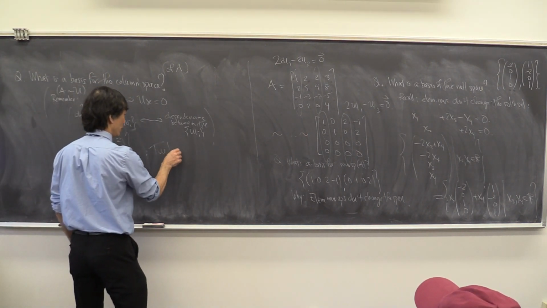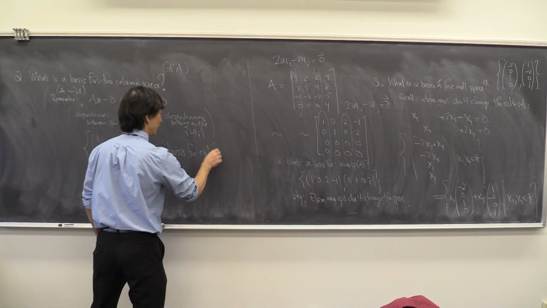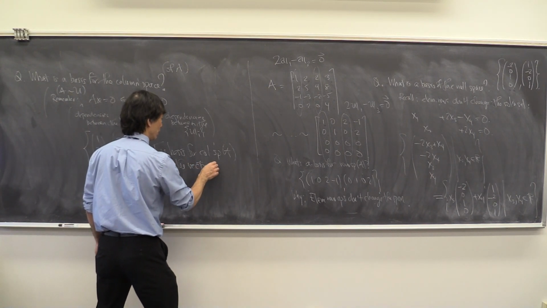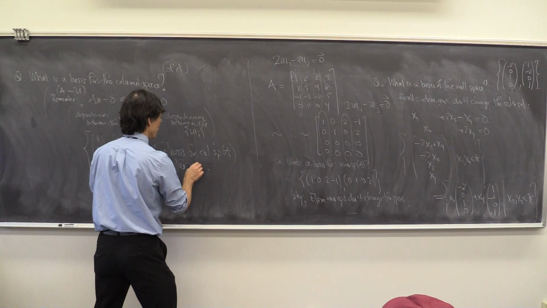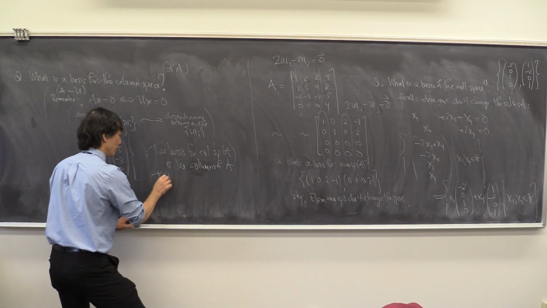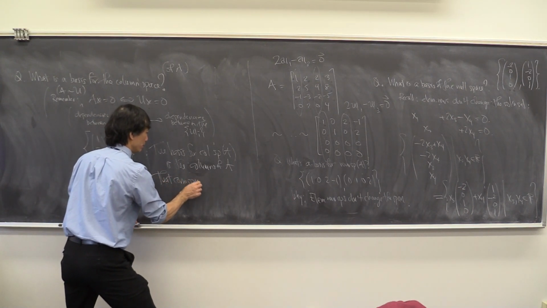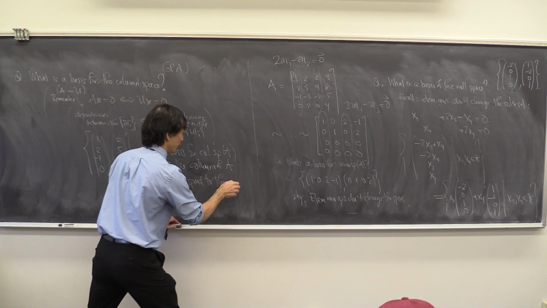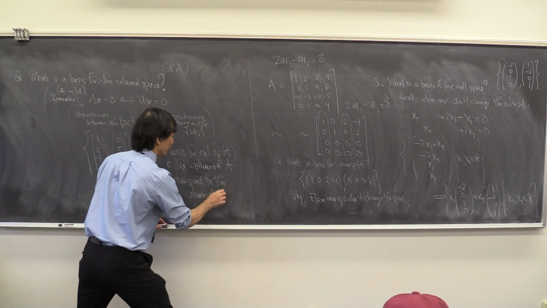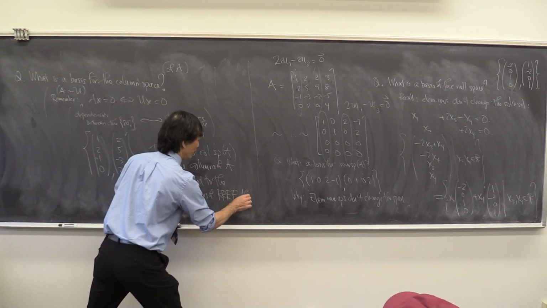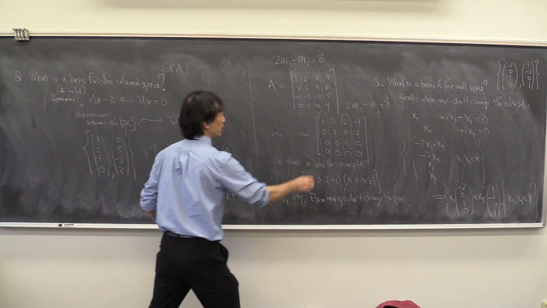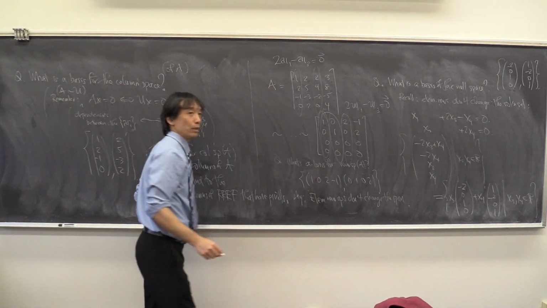The basis for the column space of A is the vectors, the columns, sorry, of A that correspond to the columns of the reduced row echelon form that have pivots. Right? These guys. Those guys.